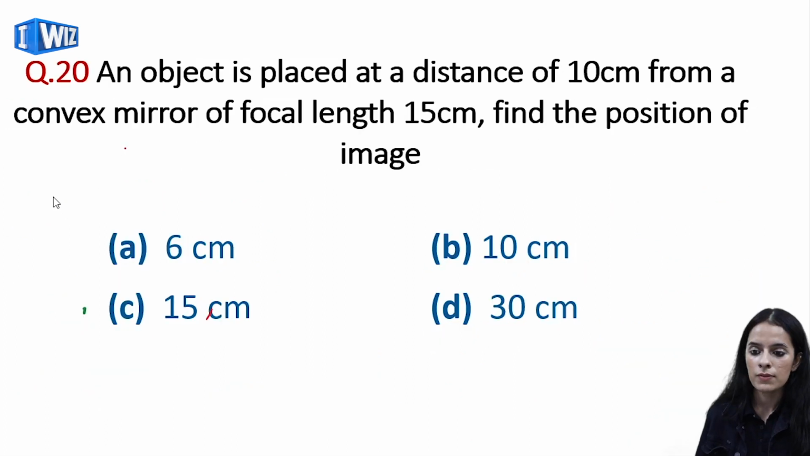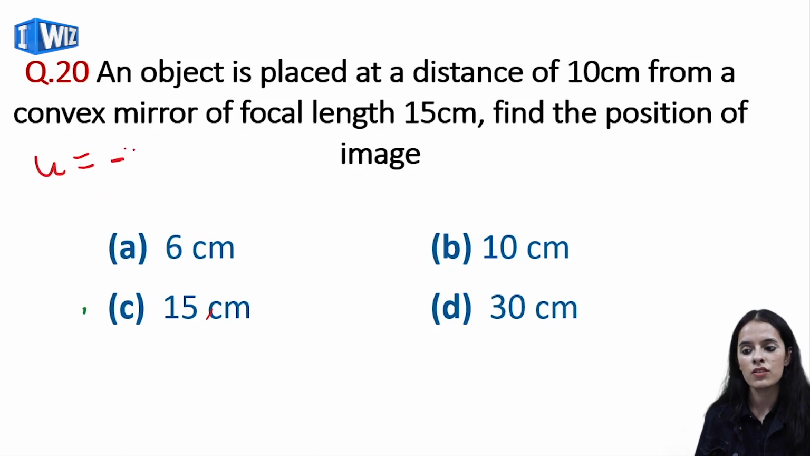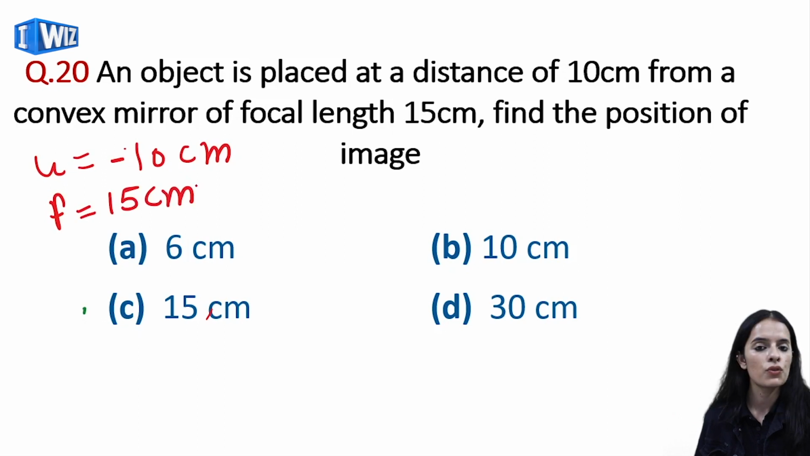So an object is placed at a distance of 10 centimeter from a convex mirror. So object distance is how much? 10 centimeter. As the object is placed in front of the mirror, just take it as minus 10. Focal length is 15 centimeter. In case of convex mirror, focal length is always positive and you have to find the image distance.